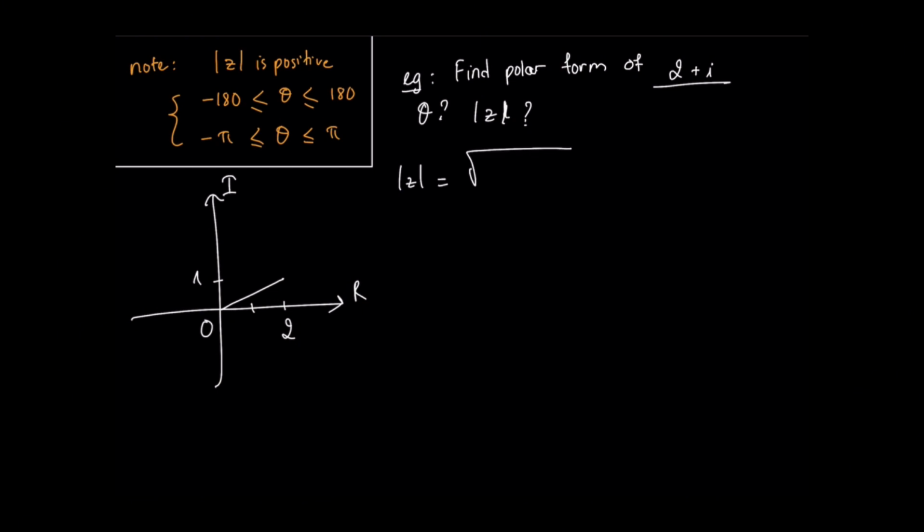After that, you can always start with the modulus. As mentioned, the modulus is technically the distance from the origin to the complex number. So you can use the Pythagorean theorem, as we can imagine this as a triangle. So we will have the square root of 2 squared plus 1 squared, which is equal to the square root of 5.